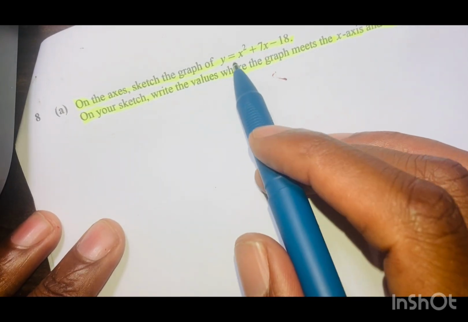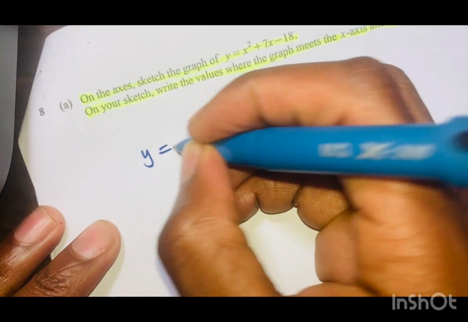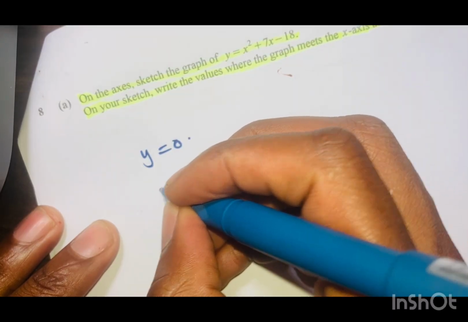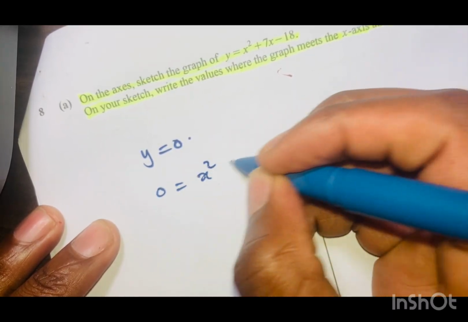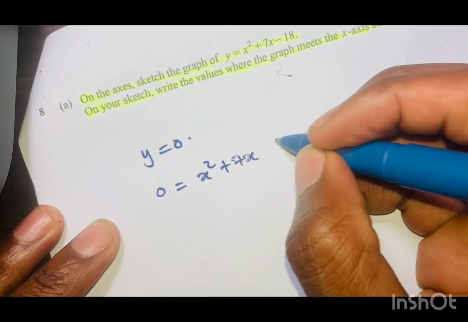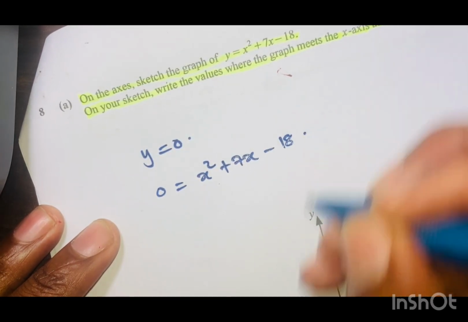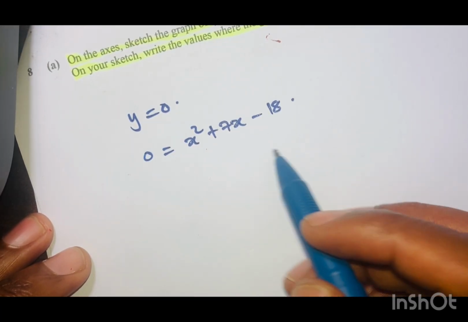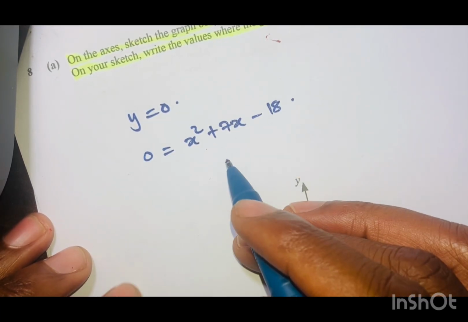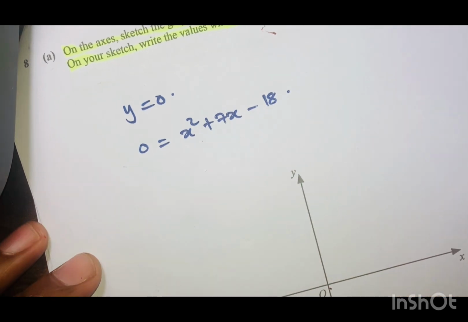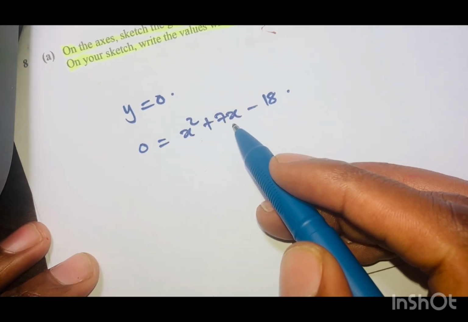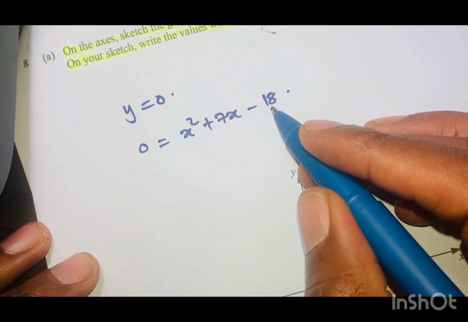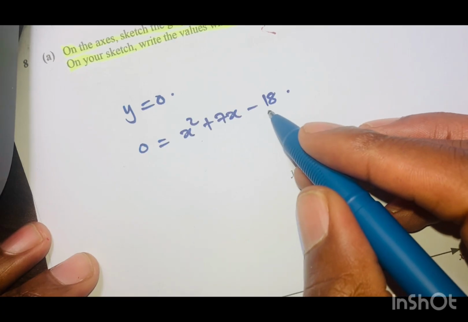So our graph meets the x-axis when y equals 0. So we are going to say 0 equals x squared plus 7x minus 18. That's fine. So we will look for the two values of x for this quadratic equation. We look for factors which we can add or subtract to get 7x, or at the same time multiply to get minus 18.